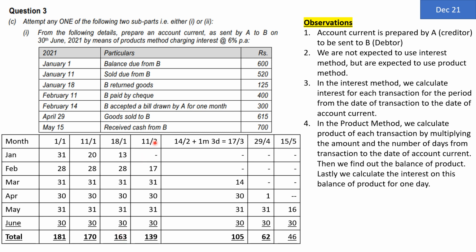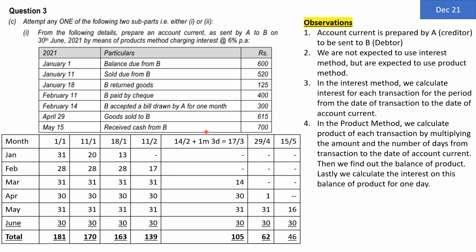For 11th of February, January will not be counted because the transaction didn't happen in the month of January. The transaction happened in the month of February, not on 1st February, but on 11th February. So 28 days of February minus 11 days comes to 17 days of February. And then 31 days of March, 30 days of April, 31 days of May, 30 days of June, total is 139 days.